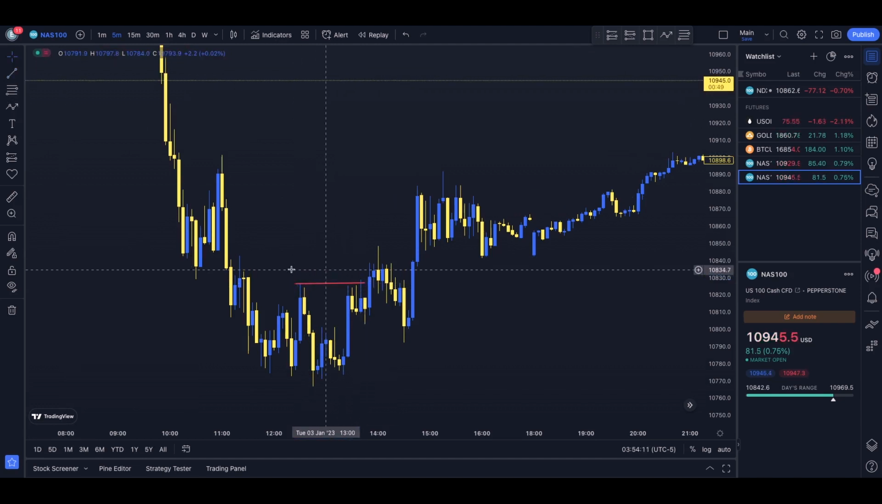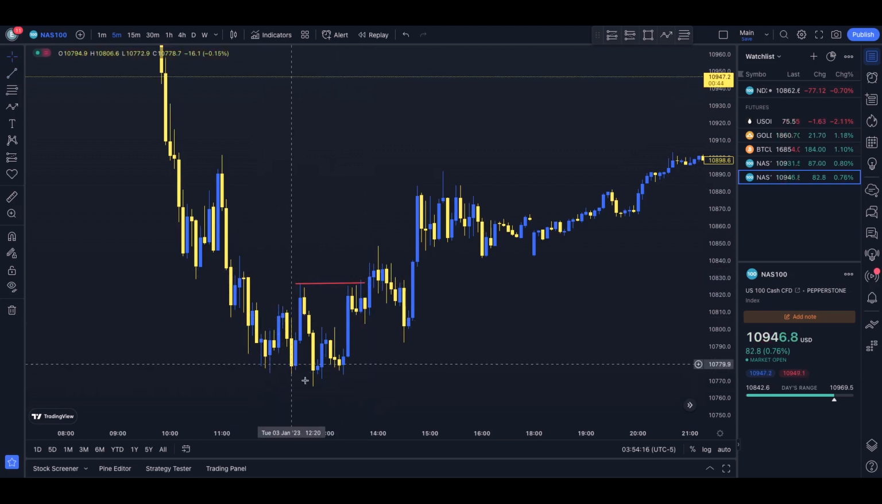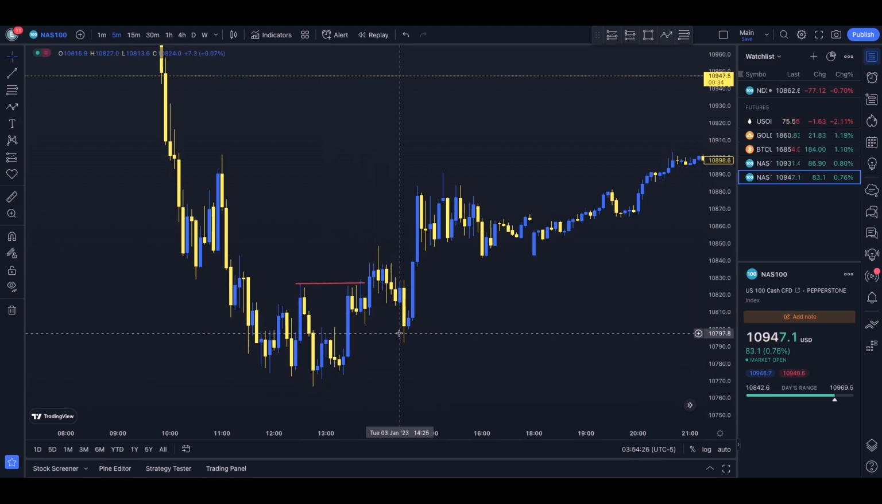I saw a break of structure right here. As you can see, we have a double bottom right here, and then we have a break of structure on the upside. So what I was waiting for was a pullback, and then I was going to find the entry right there. I was going to enter right here, but if I entered the trade right here, I was not going to have a very good risk reward ratio.